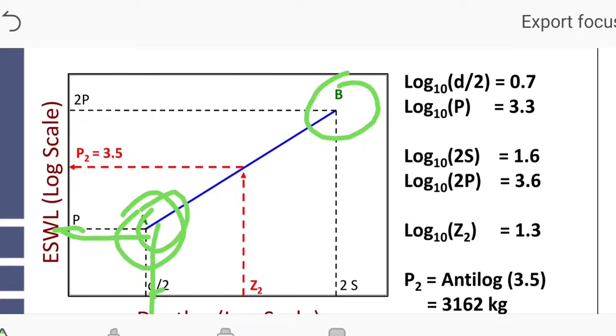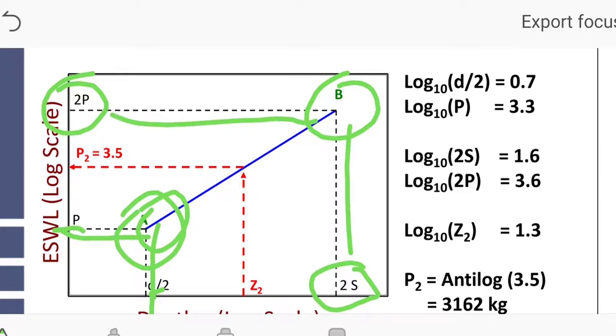This is your point A. Similarly, log of 2S is 1.6, and log of 2P is this value. This I am plotting with respect to a normal graph, right? Or if you are taking a log graph, then directly with respect to those values you can put in the graph and get the value for the desired depth. As our x-axis represents the depth, and we want it at three depths, 5 centimeter, 20 centimeter and 40 centimeter, Z2 is our 20 centimeter at log 20.